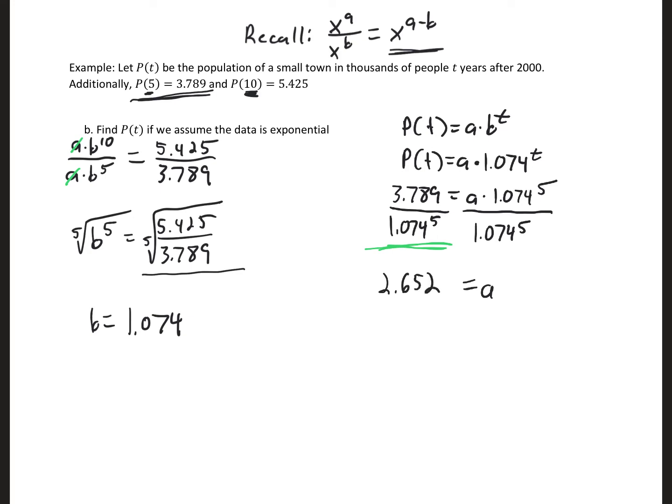So now I have a and b, and I can write this complete function, P of t equals 2.652 times 1.074 to the power of t. Remember, we could also write this, if you prefer, in parentheses. Those are essentially the same. So now we have a function that will allow us to find the output for any year since 2000 if this data is exponential.